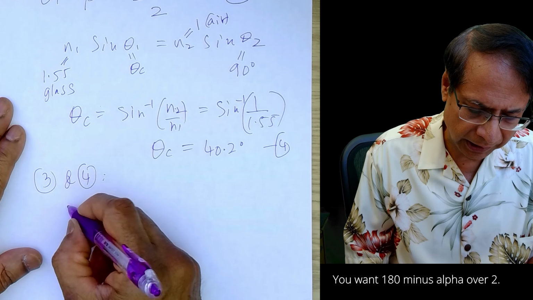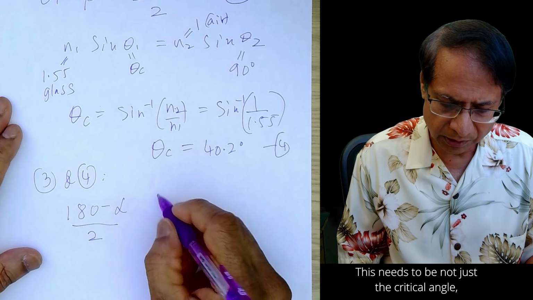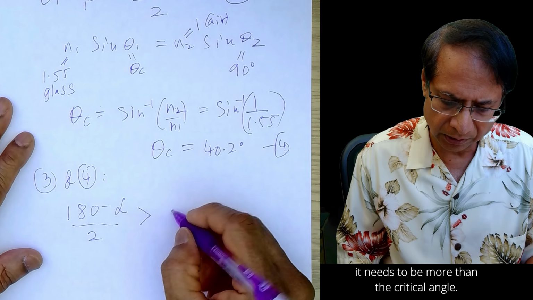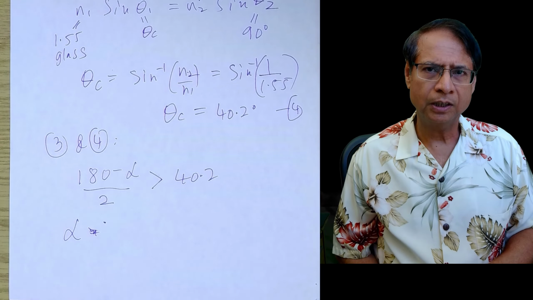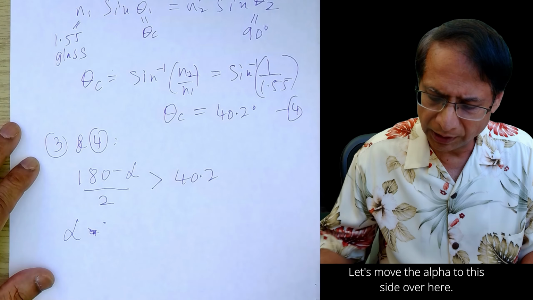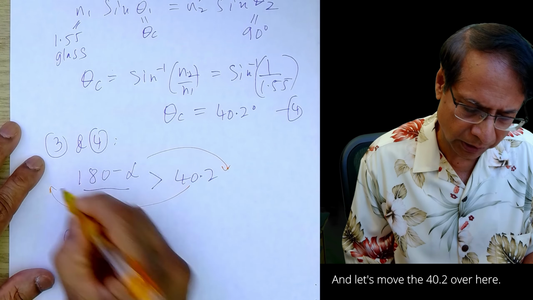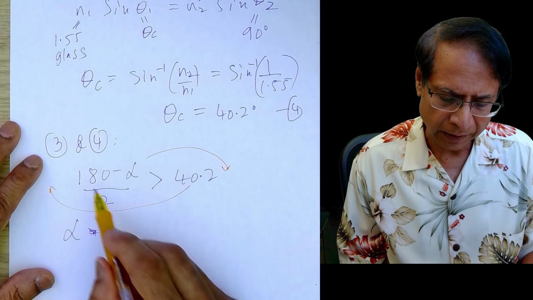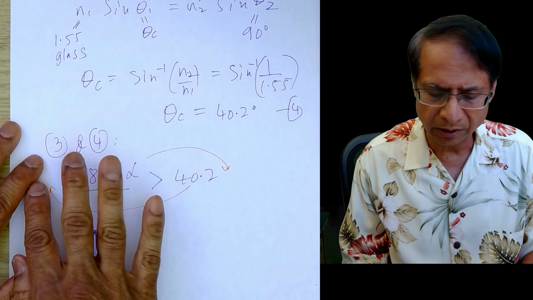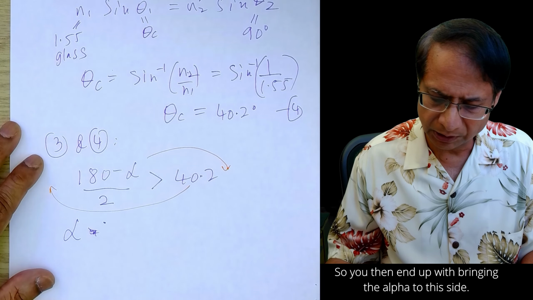You want 180 minus alpha over 2 to be not just the critical angle, but more than the critical angle. So it needs to be more than 40.2. Now solving for alpha, notice that it's negative alpha. Let's move the alpha to this side over here, and let's move the 40.2 over here, so this ends up becoming negative. Now also multiply the whole equation by 2. You have the 2 in the denominator, so multiply everything by 2. So you then end up with bringing the alpha to this side.